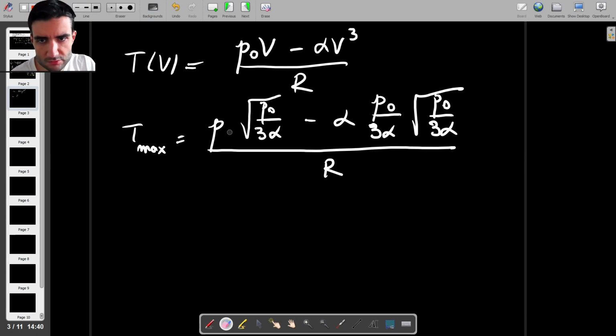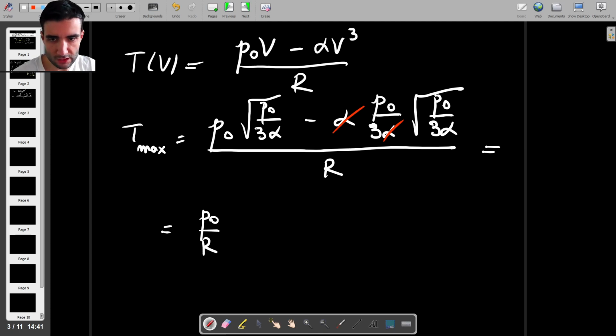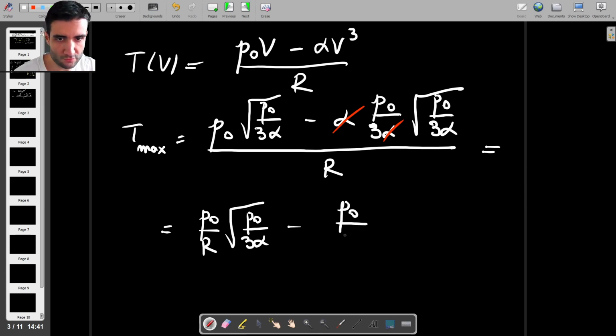I'm going to remove this dot. Actually, no, this is P0. Okay, so let's see what we can do here. So we can cancel out this alpha and this alpha. And then we have P naught over R square root of P naught over 3 alpha minus, and then we have P naught over 3R.